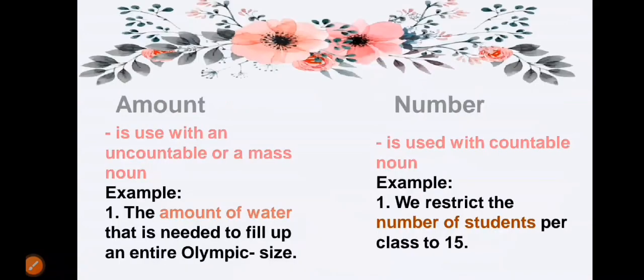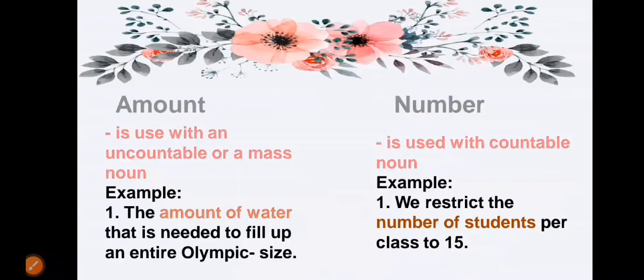The next words are amount and number. I know this is very easy to differentiate these two words. However, there are still a few people who find it confusing. Now, when we talk about the word amount, this is definitely used with an uncountable noun. So meaning you're going to use amount if the next word that comes after it is uncountable or not countable. For example, the amount of water that is needed to fill up an entire Olympic size pool.